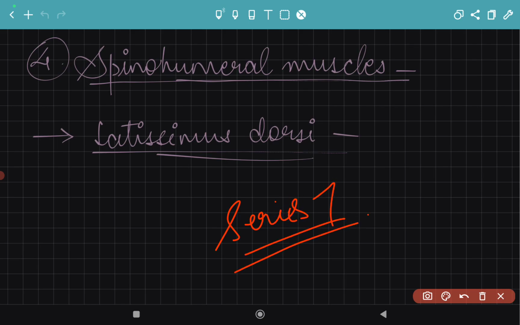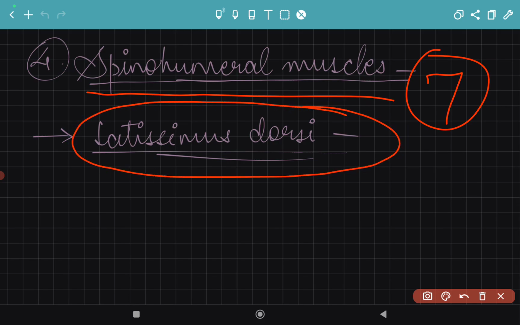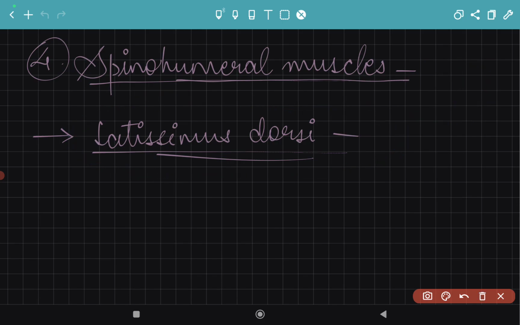In previous series, that is series 6, we discussed scapulohumeral muscles. In this series, series 7, we will study the spinohumeral muscle. It includes one muscle, Latissimus dorsi. As the name suggests, spinohumeral, it connects the spine or the back region to the humerus. So let's see about lat dorsi.